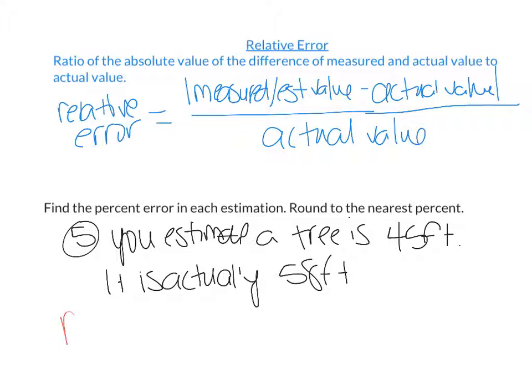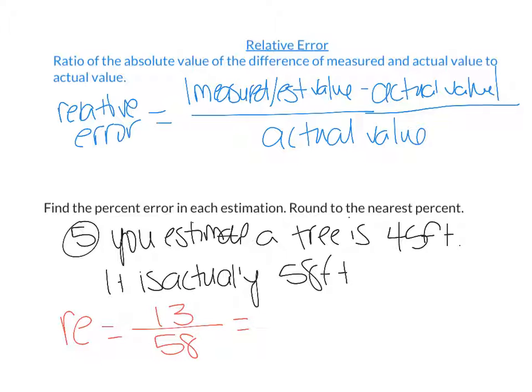So to find the relative error in the numerator, like I said, it's kind of like percent of change. I'm looking for the distance. What was the difference between my measured or my estimation and then the actual value? So the difference between 45 and 58 is 13. And then kind of like with the percent change, it's really important what goes in the denominator. The denominator is going to be the actual value. Well, the tree was actually 58 feet tall, so that's what we're going to use for my denominator.